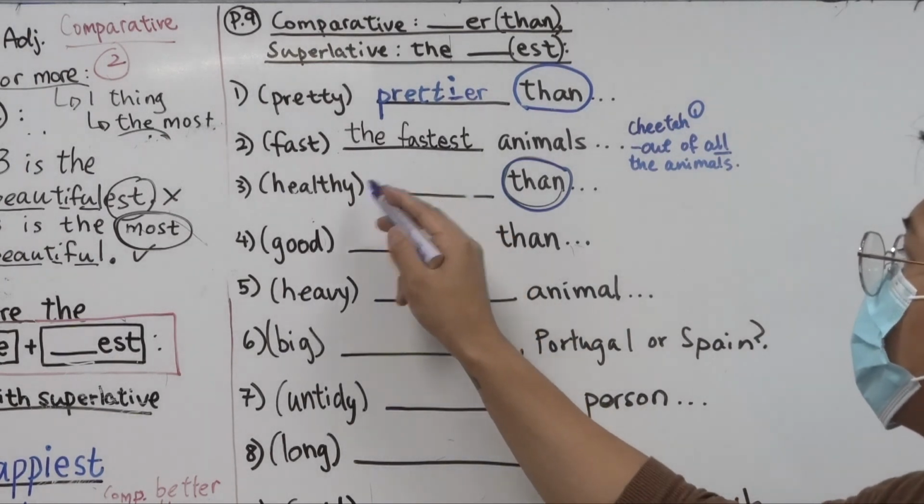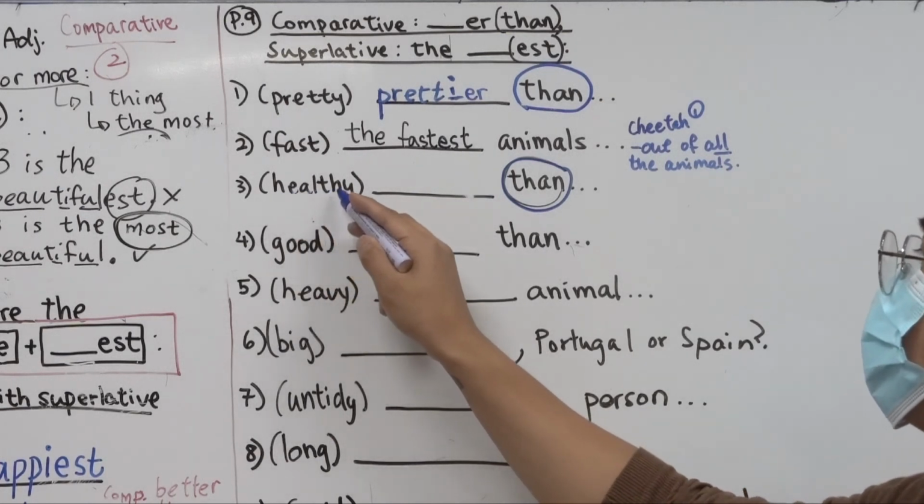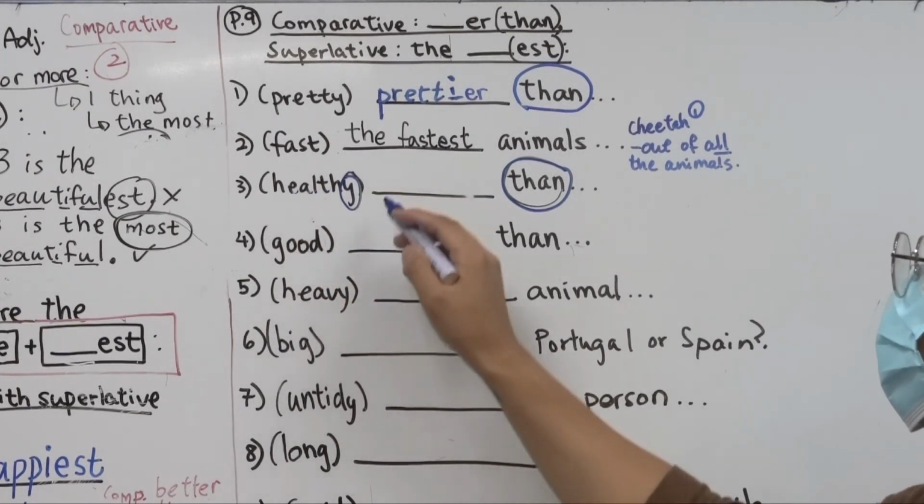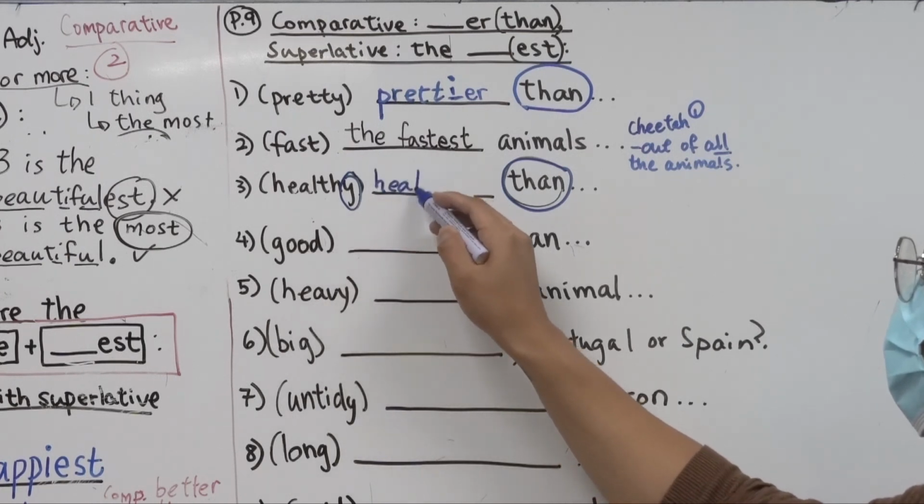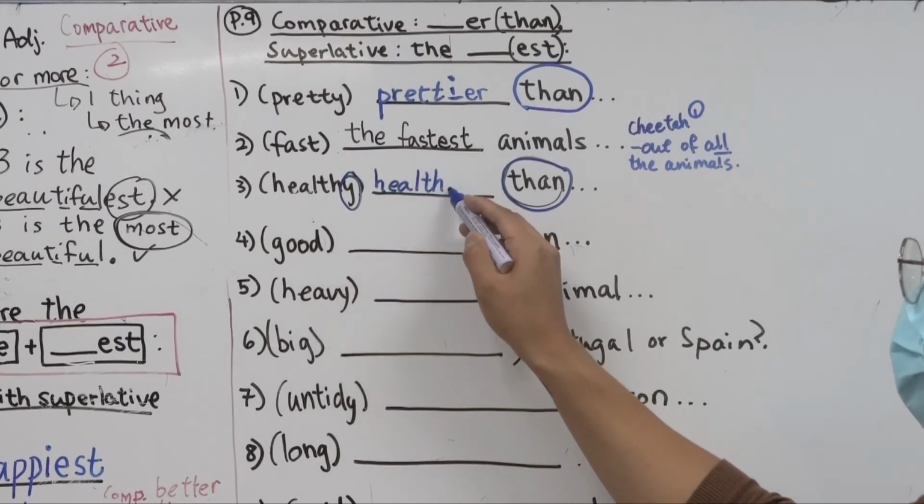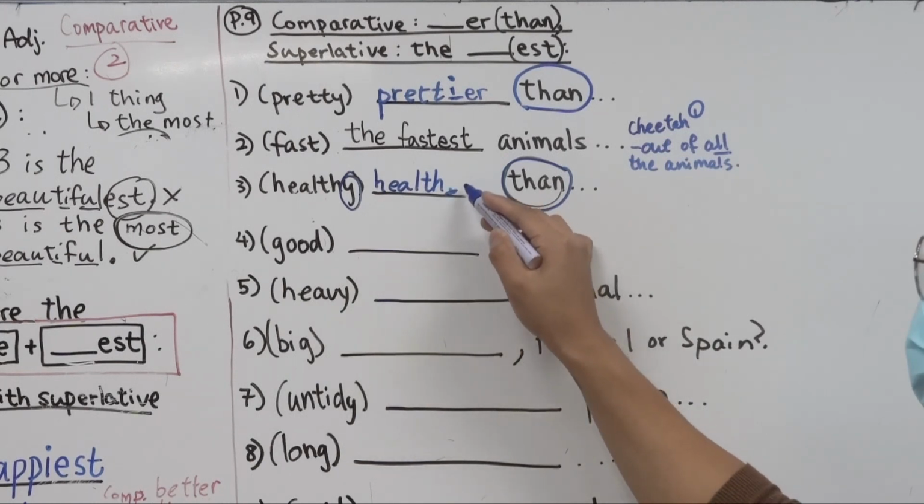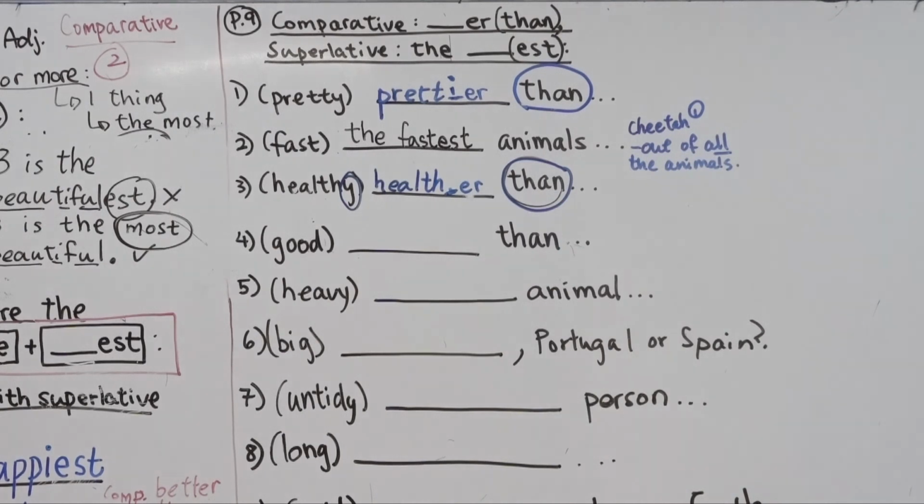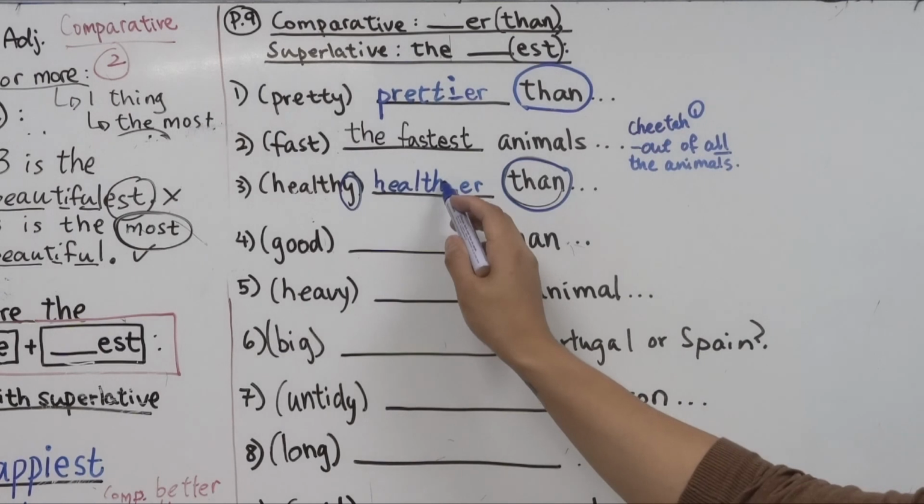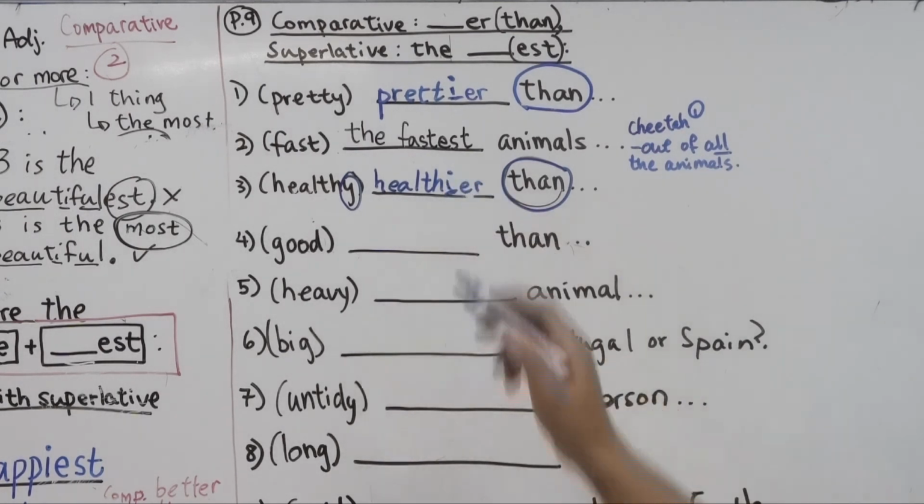So healthy, H-E-A-L-T-H-Y. Again, we have another word ending in Y, so let's try to write that down. H-E-A-L-T-H, and then put a blank in between. And then for comparative, it's E-R. Again, like most morphology, we will change Y to I.